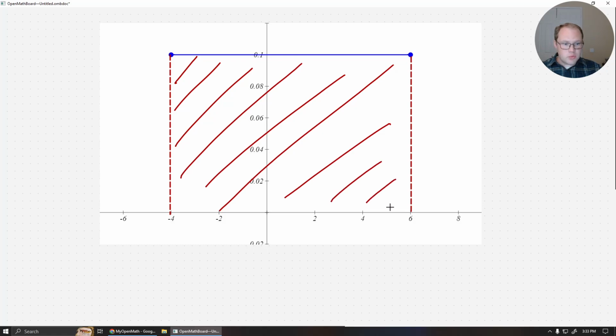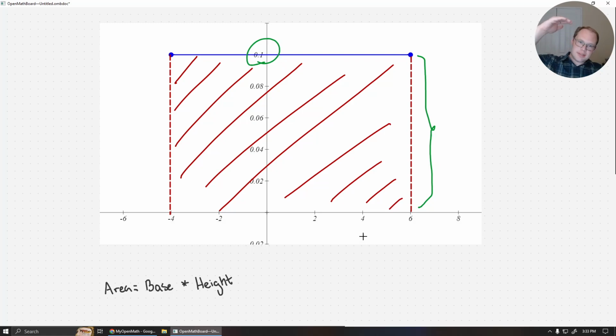Now this area is relatively straightforward to find because it is a shape that we know well from geometry. This is a rectangle, and we know that the area of a rectangle is just the base of the rectangle times the height of the rectangle. So all we need to do is find the base and height. The height is pretty easy. We just look at how high we're going. We go all the way up to 0.1. Okay, so that's how tall this rectangle is.